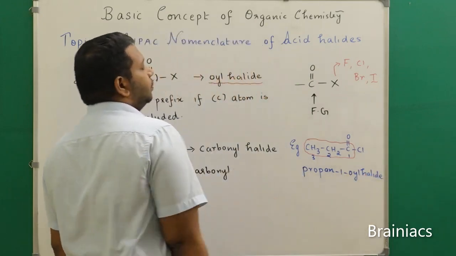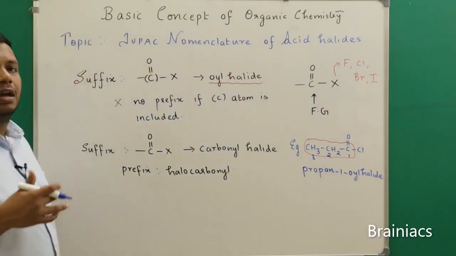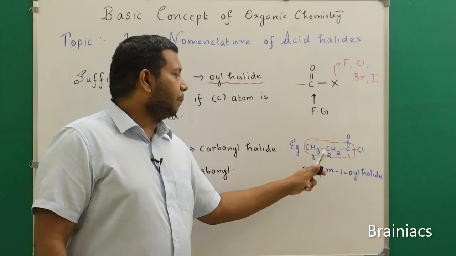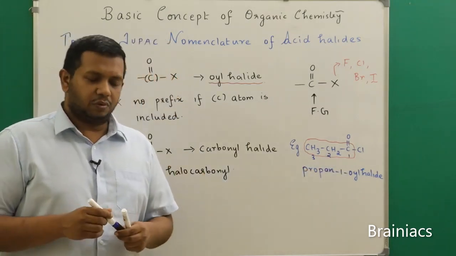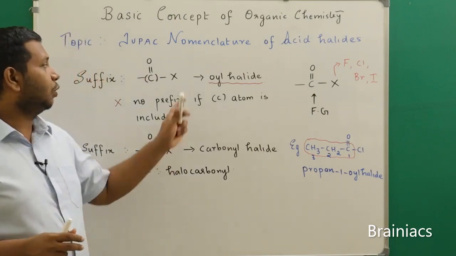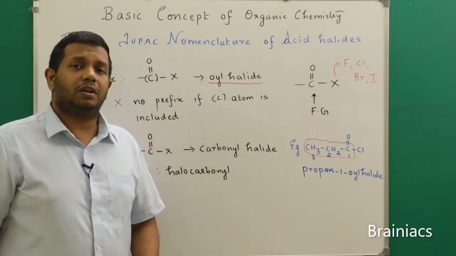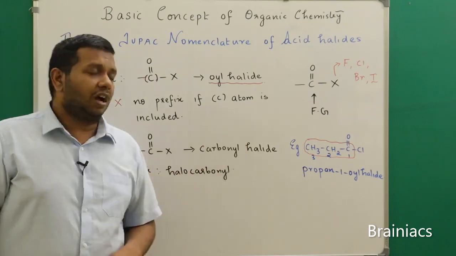Understood? So the answer should be propanoyl halide, either propanoyl halide or propan-1-oyl halide. This should be the answer. So I hope you understood. Very simple: if the carbon atom is included, it is oyl halide. If the carbon atom is not included, in that case we say carbonyl halide.